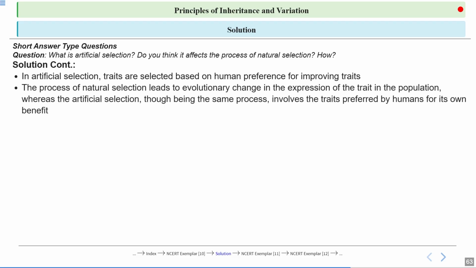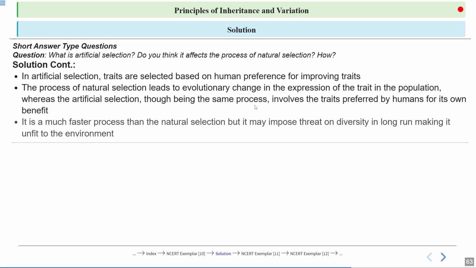The process of natural selection leads to evolutionary change in the expression of the trait in the population, whereas artificial selection, though being the same process, involves the trait preferred by humans for their own benefit. So artificial selection is done by humans because we want to create varieties that can benefit humans. But natural selection leads to evolution that is very slow, and it is not based on human preferences. Artificial selection is based on human preferences. It is much faster than natural selection.